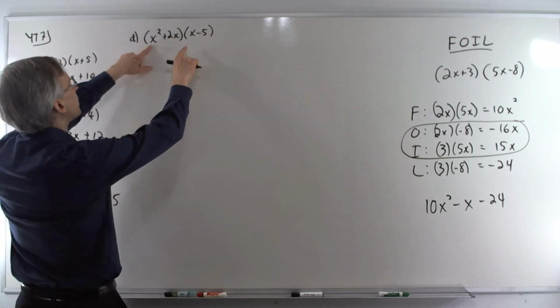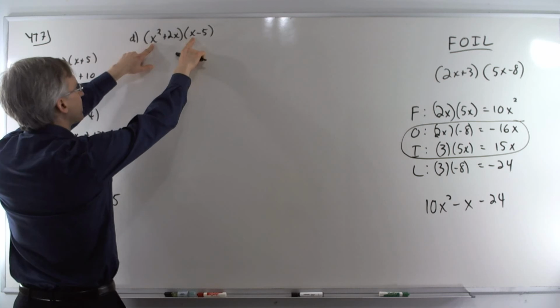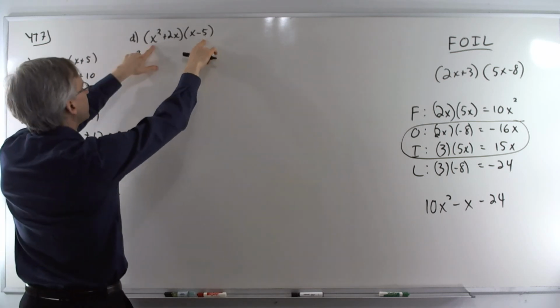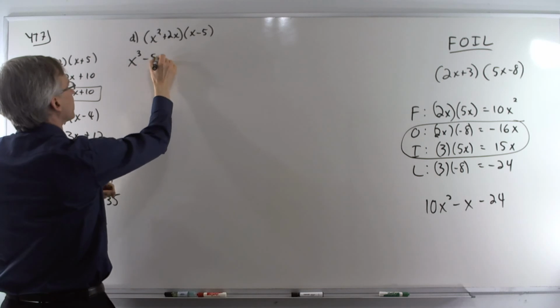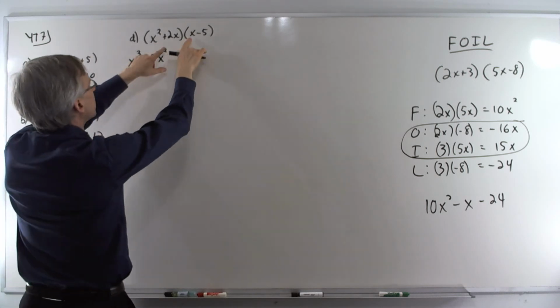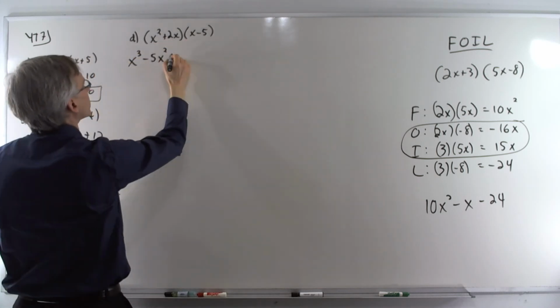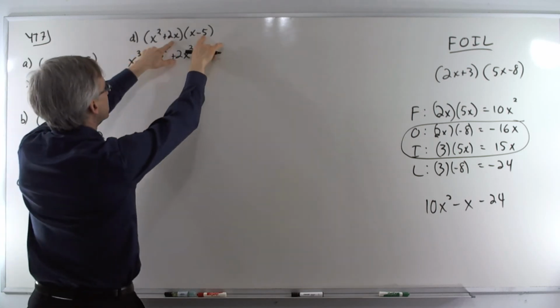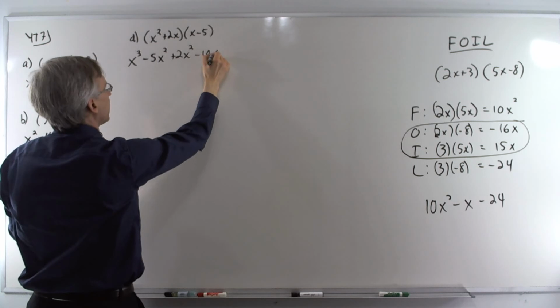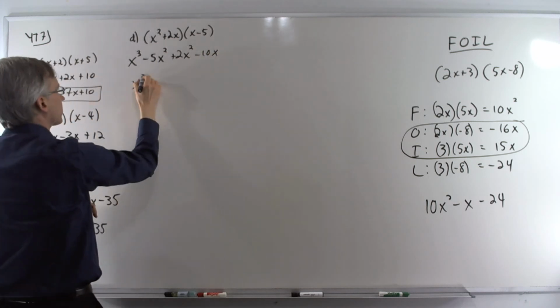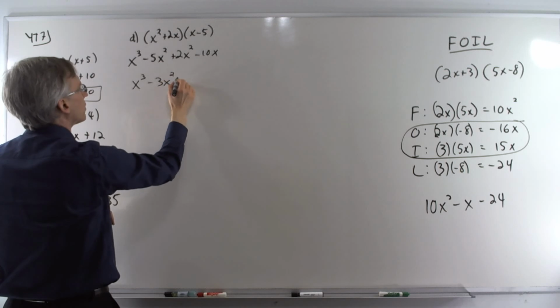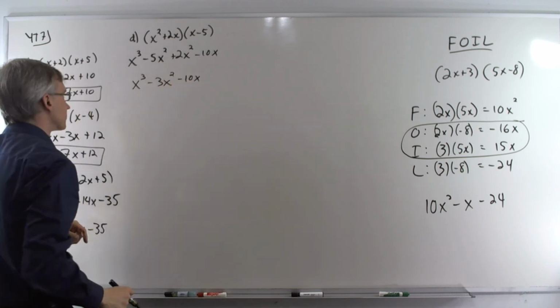Part D, F: x squared times x, that's x to the third power. Outside, minus 5x squared. Inside, plus 2x squared. And last, minus 10x. That gives us x to the third power minus 3x squared minus 10x.